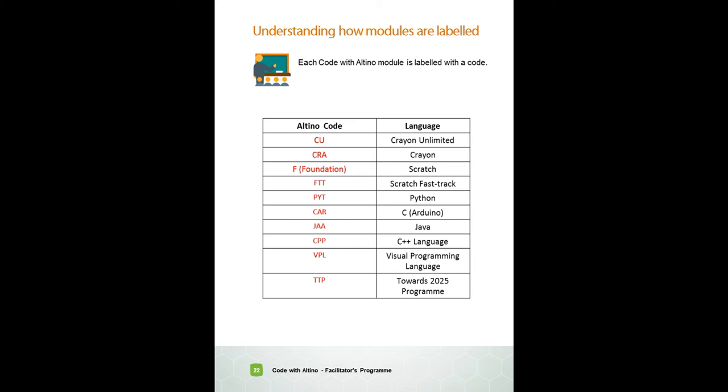So I've already talked through a little bit about how the modules are labelled. Each module is labelled with a code. Anything that's in the Scratch program is labelled F. Anything in Python is labelled PYT. C Arduino is CAR, etc.